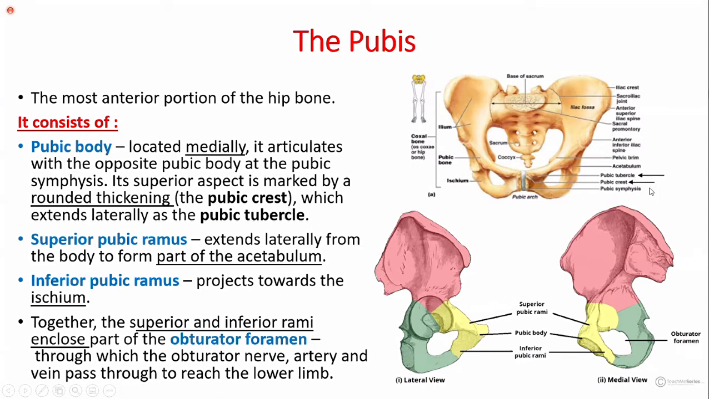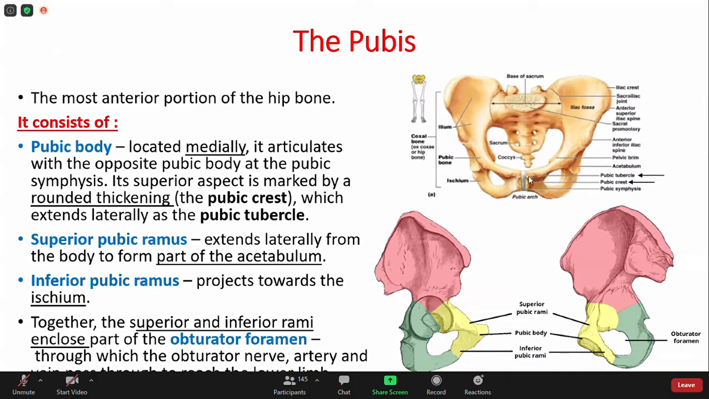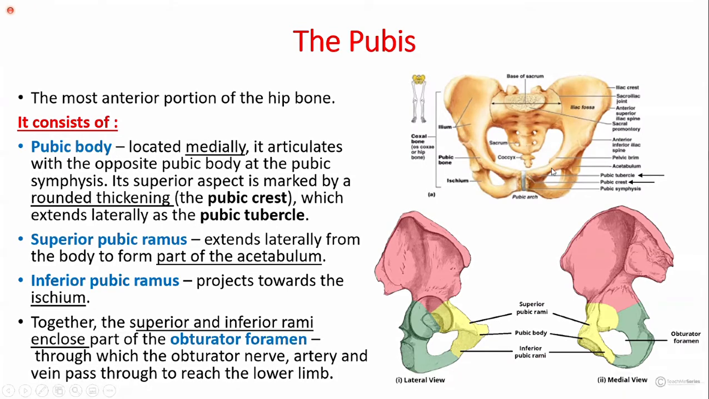And you can see here, this is the tubercle and the crest is more medial. So near the pubic symphysis, you have the crest near the midline, and then lateral to that, you have the tubercle, everybody. Is that clear? And then you have two rami.